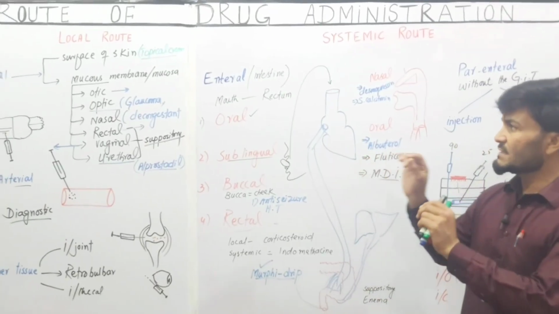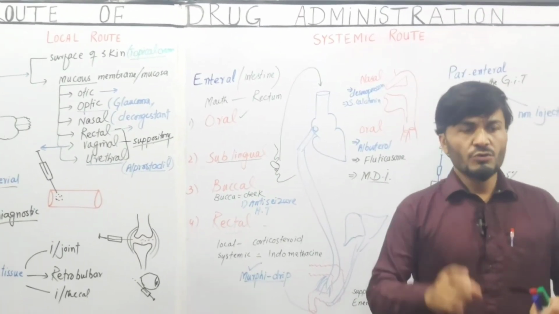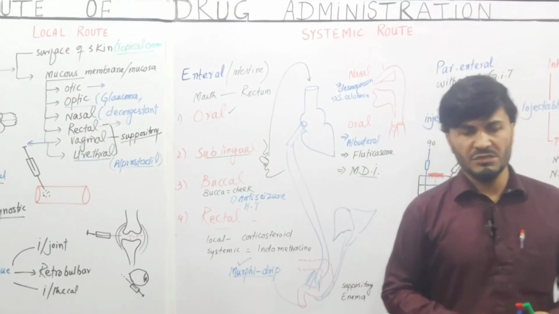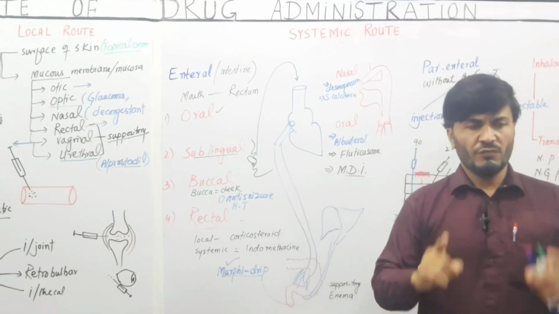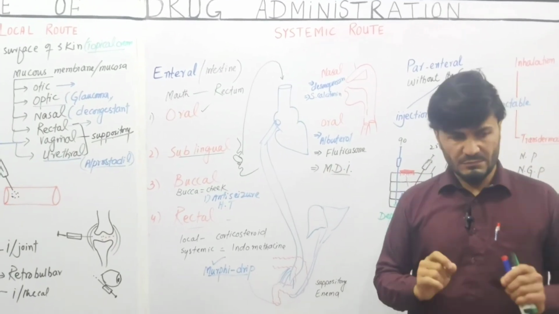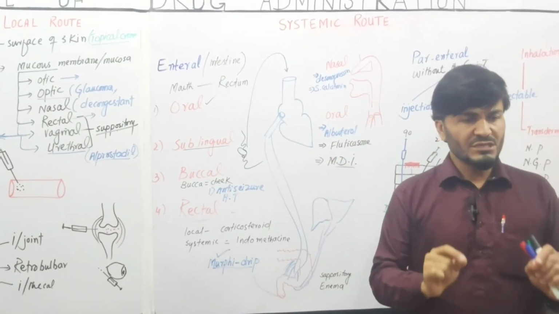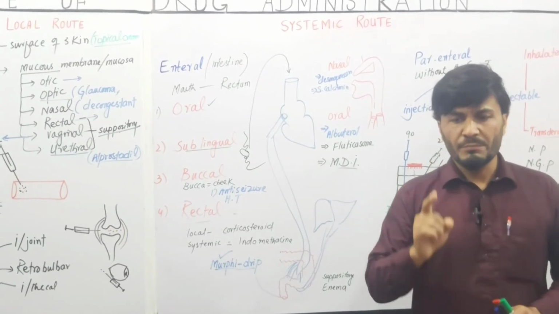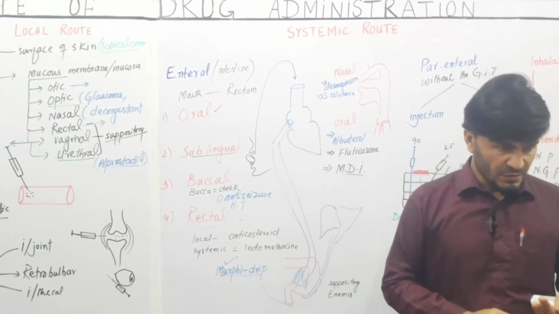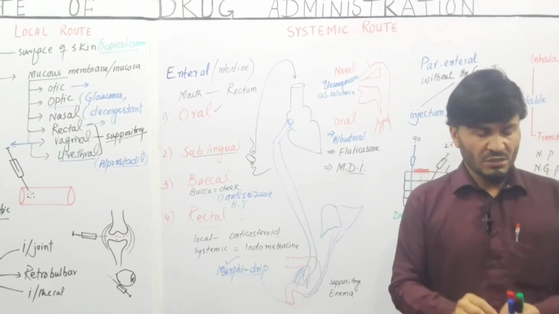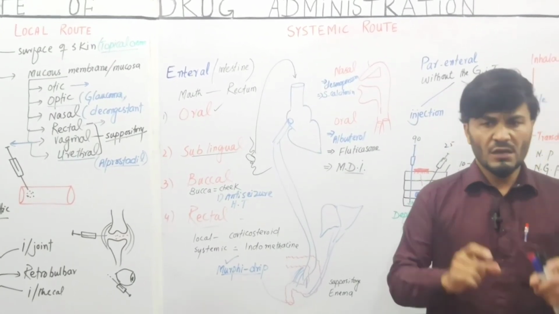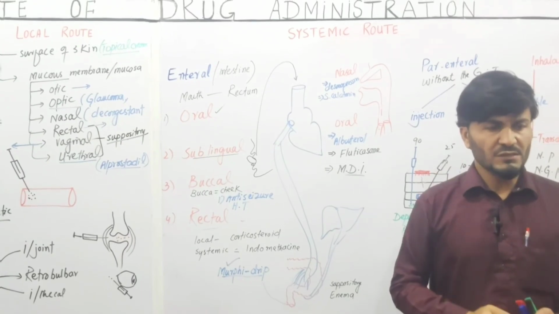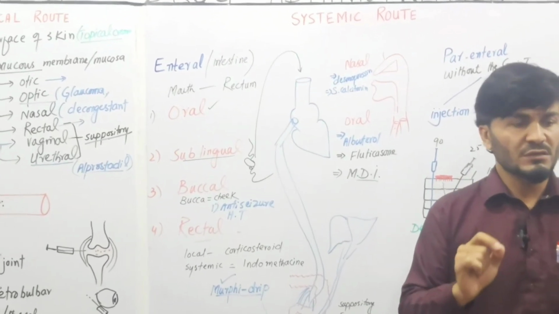Out of all these routes of drug administration, no single route is ideal for all drugs in all circumstances. Therefore, the selection of the route of drug administration is made based on drug-related factors, the physical and chemical nature of the drug, and also patient-related factors and the therapeutic desire.